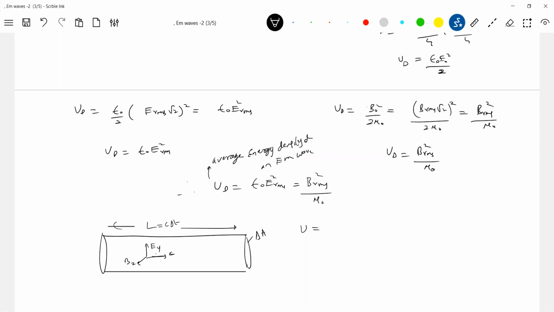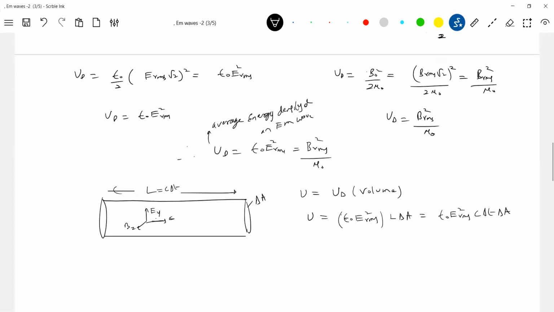So what is the total average energy? This average energy should be equal to the average energy density times the volume of this cylinder. Let me take E_rms, so ε₀E_rms². This is equal to, what is the length of the cylinder? L times ΔA. So this is ε₀E_rms², and what is L? c Δt.